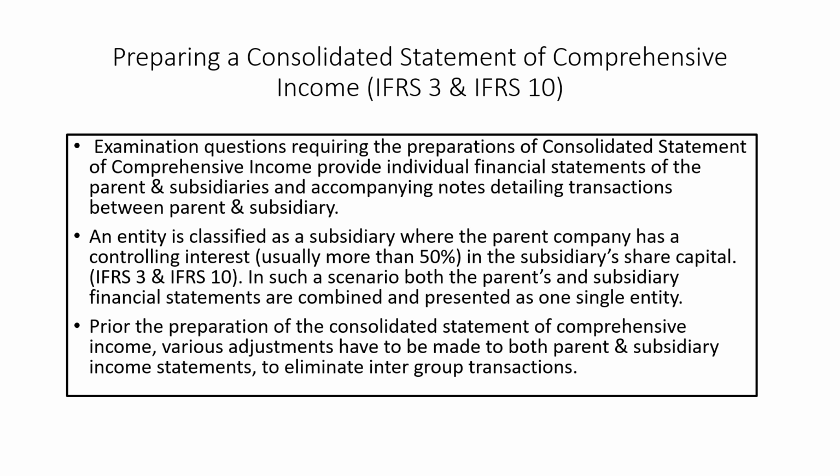Prior to the preparation of the consolidated statement of comprehensive income, various adjustments have to be made to both parents' and subsidiaries' income statements to eliminate group transactions.